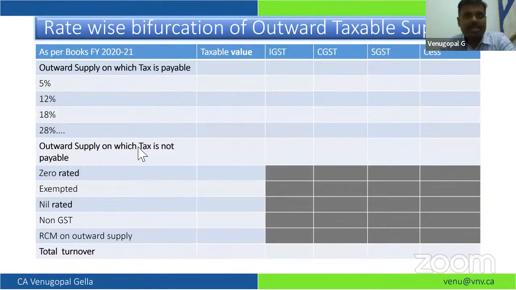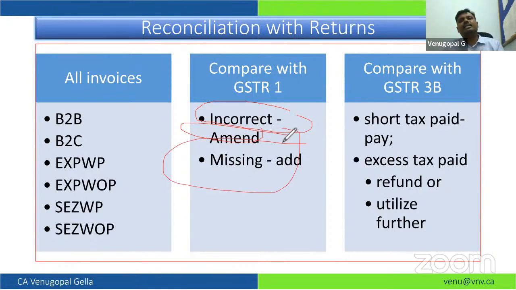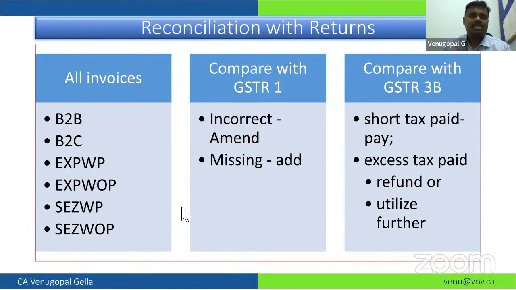So the same values I am segregating and putting rate wise. And the question that comes is, after reconciling, I might find something is incorrect, then amend it; something is missing, then add it in the GSTR1. When it comes to the taxes, if you have not paid, short paid or excess paid, you adjust that in your GSTR3B. Till when can I do these adjustments?